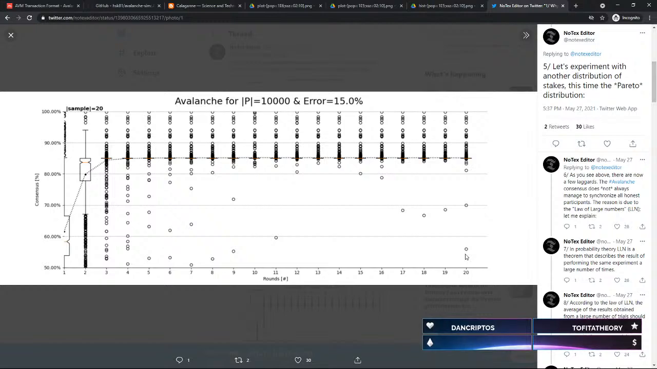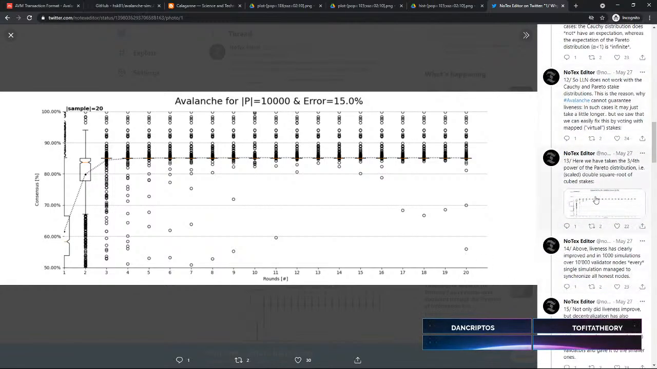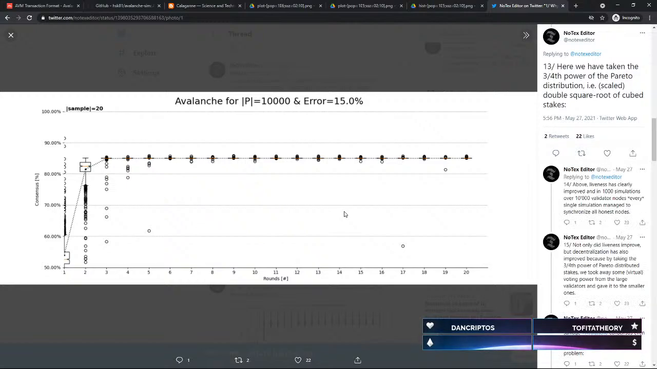And the way to solve this is you just take, for example, the 3/4 power of the Pareto distribution. That's the next screenshot below. If you go below there, you see the outliers at around 20. Yep. Those outliers are gone. So in these bad cases, you have to do voting power adaptation.